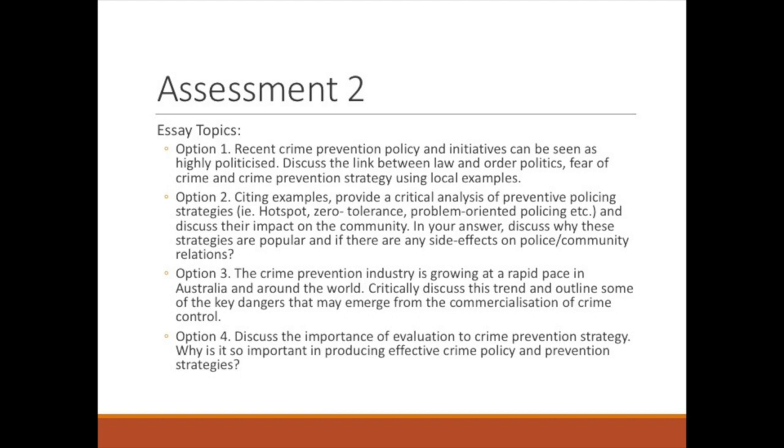The third topic is: the crime prevention industry is growing at a rapid pace in Australia and around the world. Critically discuss this trend and outline some of the key dangers that may emerge from the commercialization of crime control. And the fourth topic: discuss the importance of evaluation to crime prevention strategy. Why is it so important in producing effective crime policy and prevention strategies?